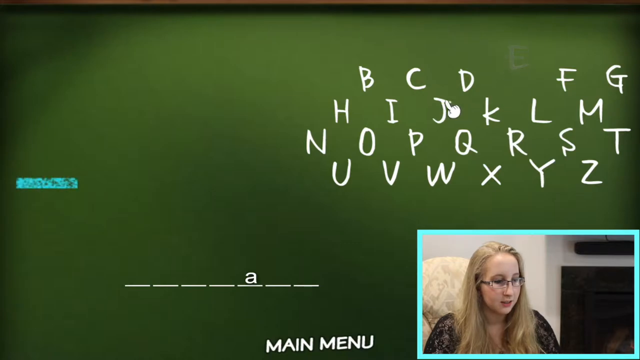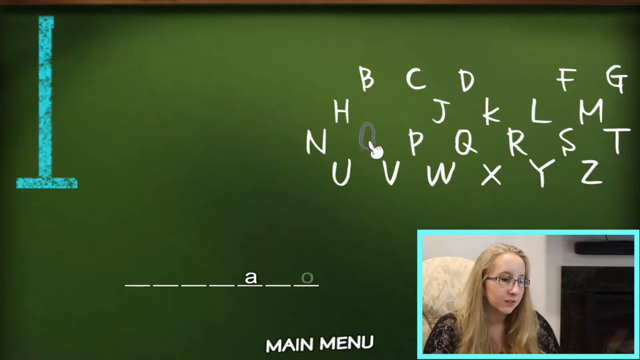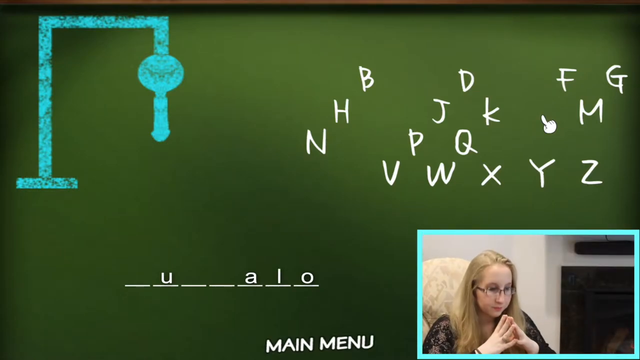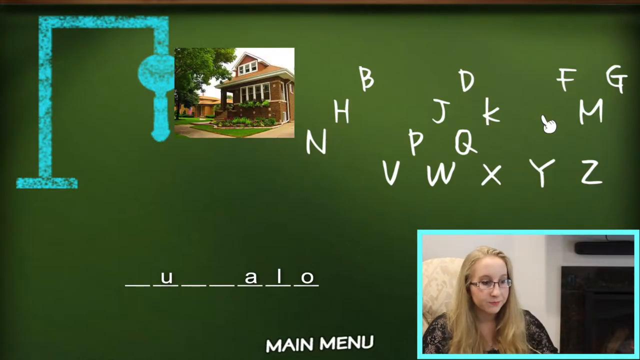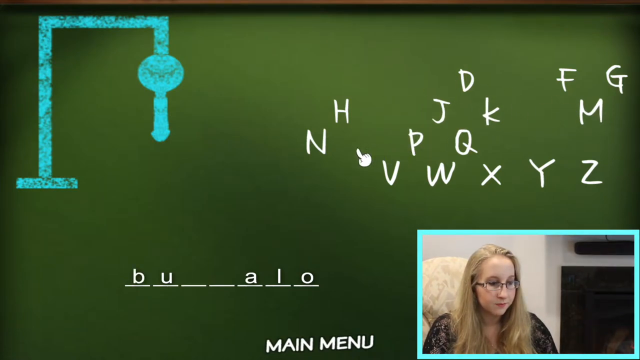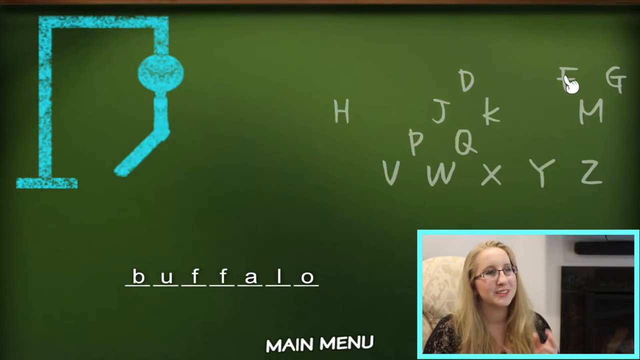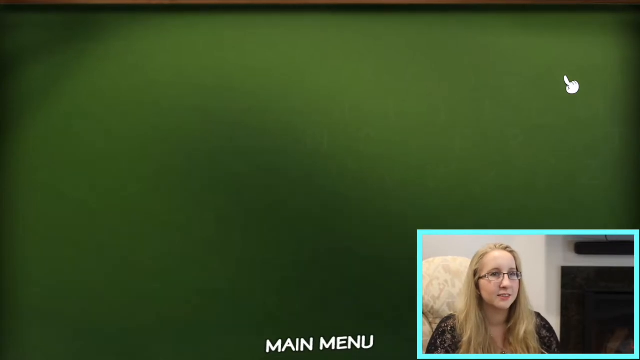A, E, I, O, U, C, S, T, R. Fudge. Low. A low. Bungalow. No. Buffalo. Bungalow is a building, I think.